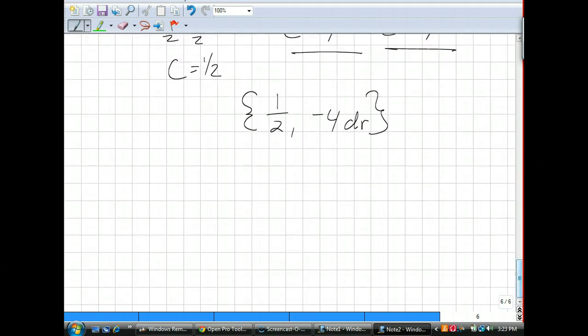Okay, next example. Here I have 2q squared plus 6q equals 0. Step number 1, is it set equal to 0? Yes. Step number 2, factor. There's a common factor of 2q.